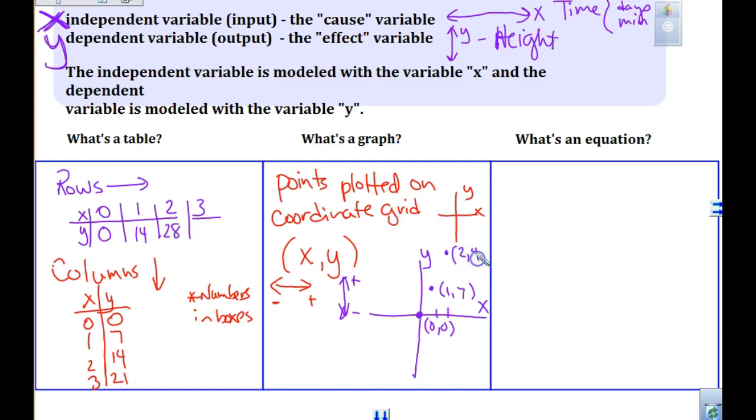So that point 2, 14 would be something like this. And then usually we are going to take our points and connect them with a line. So then usually our final answer is going to be something like this, where we're going to have that line, okay? So that's what we do on a coordinate grid, or when we're plotting on a graph.